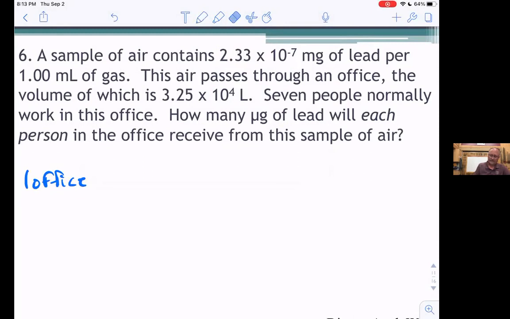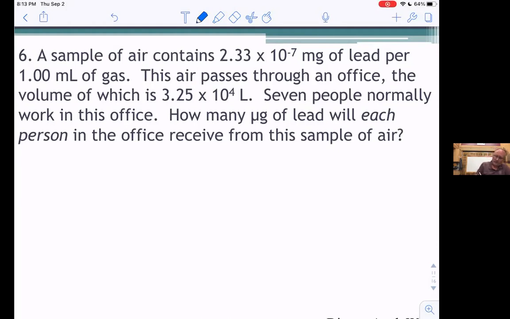There's a lot of different ways to set this one up, but the easiest way to do it is to just wait till the very end. And if it wants to know how much it is for each person, just divide by the 7 people at the end, that would be kind of easy.